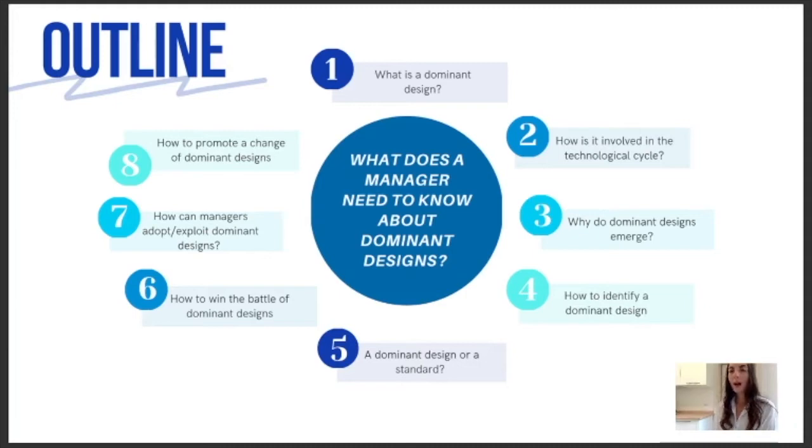Point 6, how to win the battle of dominant designs? Point 7, how can managers adopt or exploit dominant designs? Point 8, how to promote a change of dominant designs.